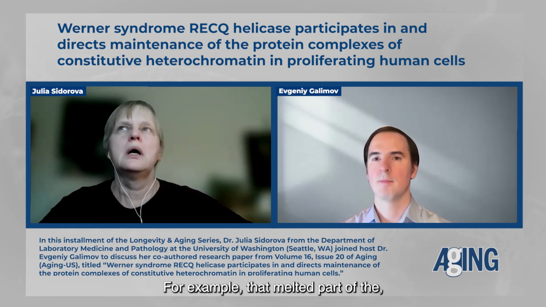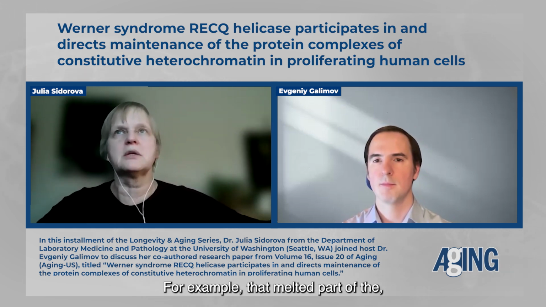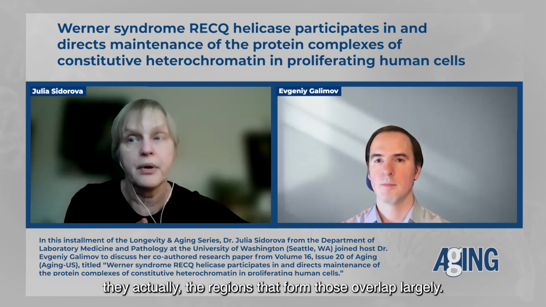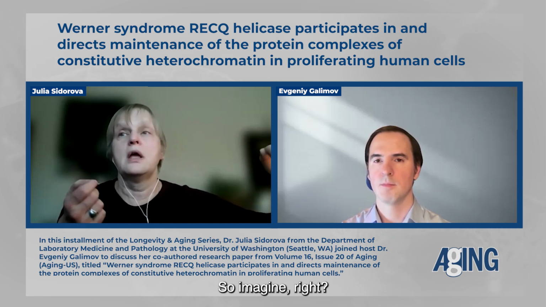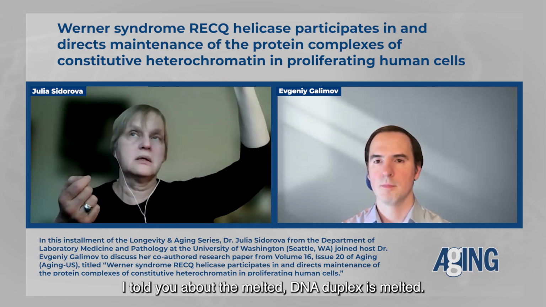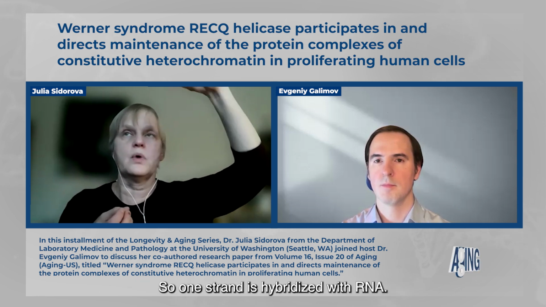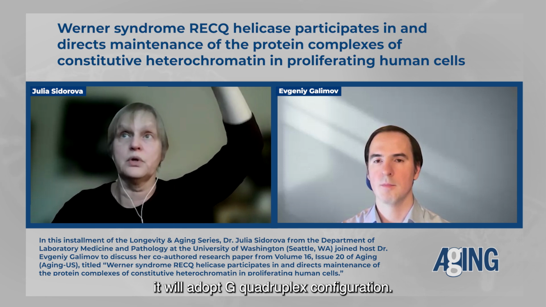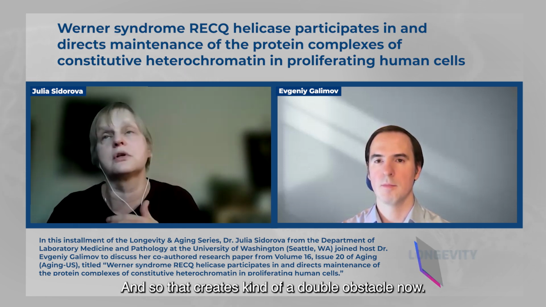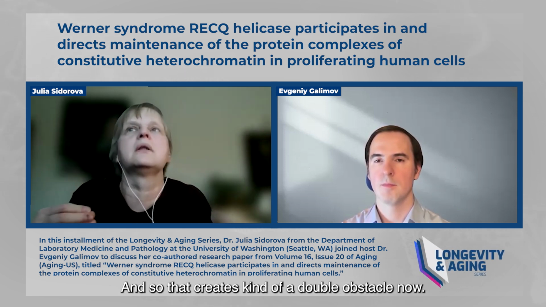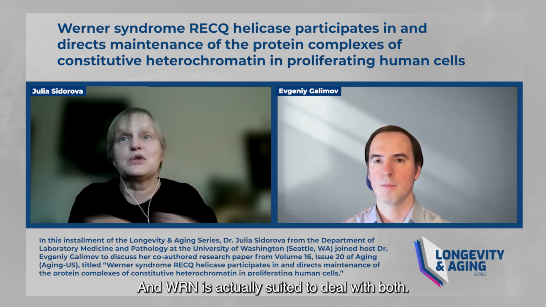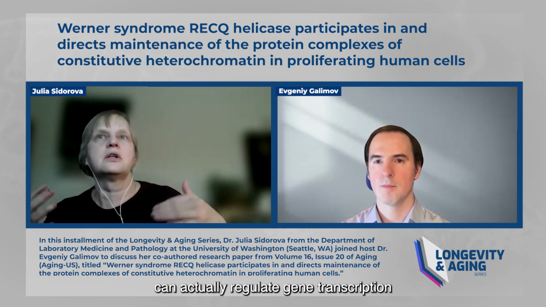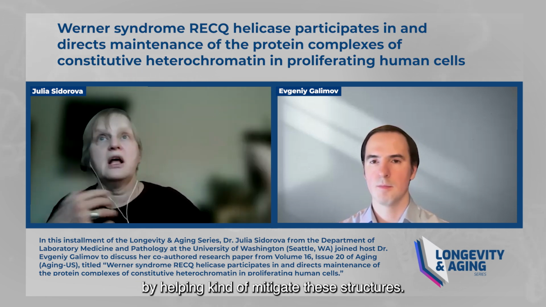For example, in LBR genes, the regions that form those overlap largely. So imagine, I told you about the melted DNA duplex: one strand is hybridized with RNA, the other is free, single-stranded. So it can adopt a G quadruplex configuration. And that creates a double obstacle now. And WRN is actually suited to deal with both. So this is remarkable. That's a perfect case where WRN can regulate gene transcription by helping mitigate these structures.